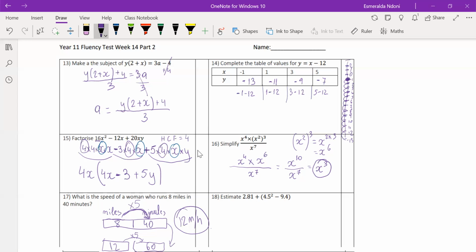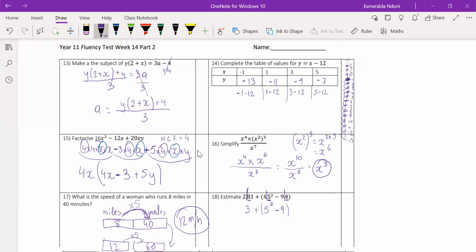Question 18, estimate. So we have to round to 1 SF. First thing that we do before we calculate, we round. Draw the line after the first number. That is an 8. 8 is bigger than 5, so it'll change the 2. That becomes a 3. Plus, in the brackets, draw the line. 5 is bigger than 4, so it'll become a 5. I'm not calculating anything at the moment, I'm just rounding. Take away, draw the line. 4 is not strong enough to change the 9, so that remains as it is.